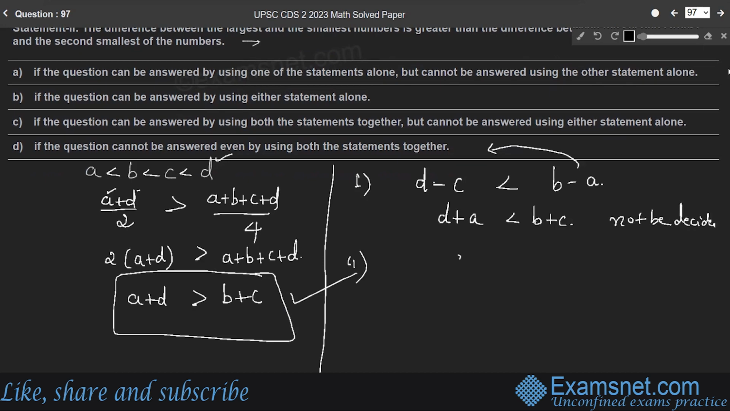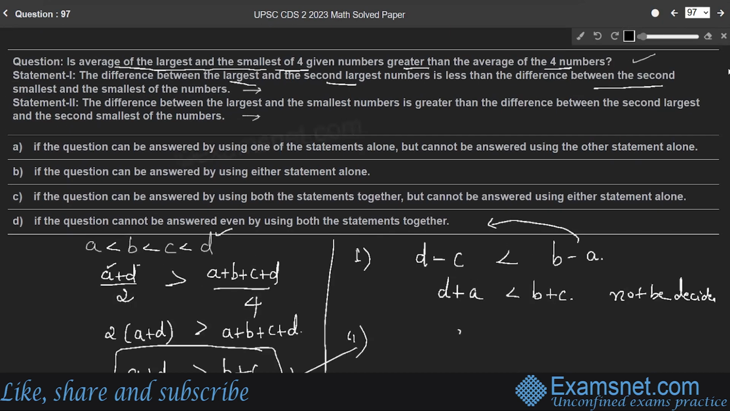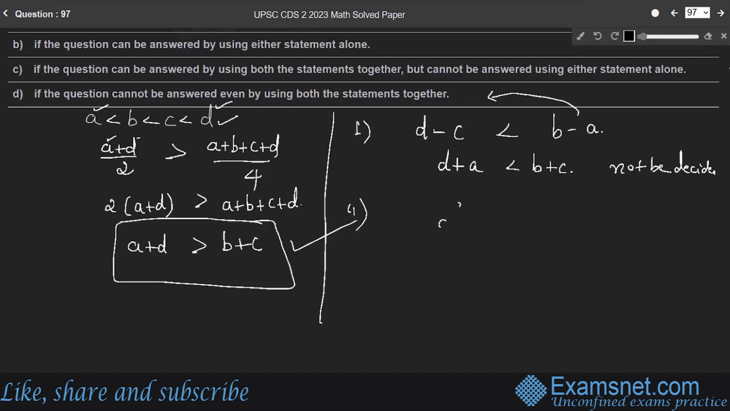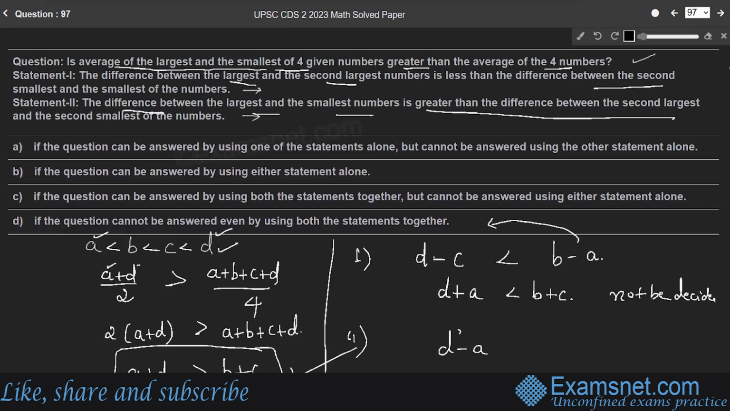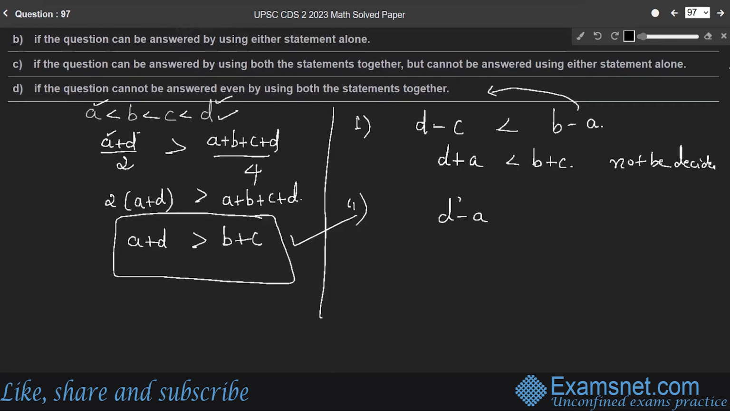Let us try the second statement, right? With which can we decide the given factor or not. The difference between the largest and smallest number: the largest number is D, the smallest number is A. So the difference between D and A is greater than the difference between the second largest and the second smallest, which is C minus B. If it is like this, can we prove the given factor? In the given factor, A plus D is given. So we cannot decide. It cannot be decided using the second statement also.